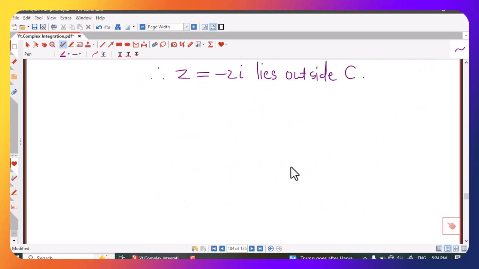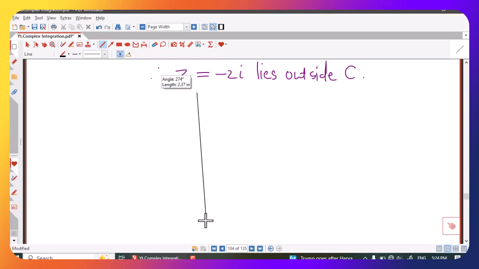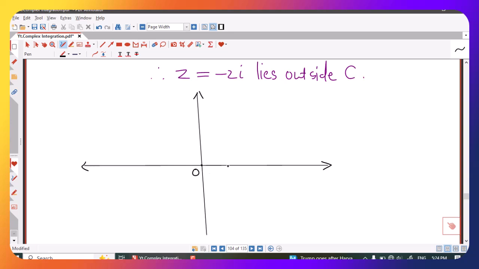And if we don't want to go in this way, we can just roughly sketch the given circle, and we can see whether all these points are inside the circle or outside the circle. Our circle is a circle with center 2 and radius 2. Suppose this much distance is 2, then here I will have 2. This point will be 2i, and somewhere here I will have minus 2i.